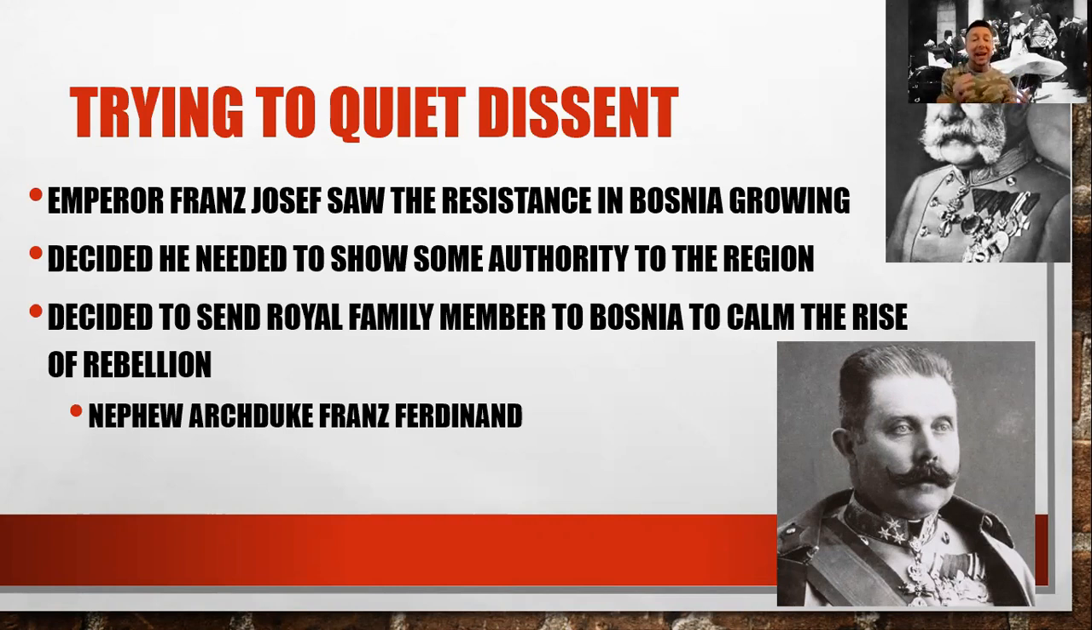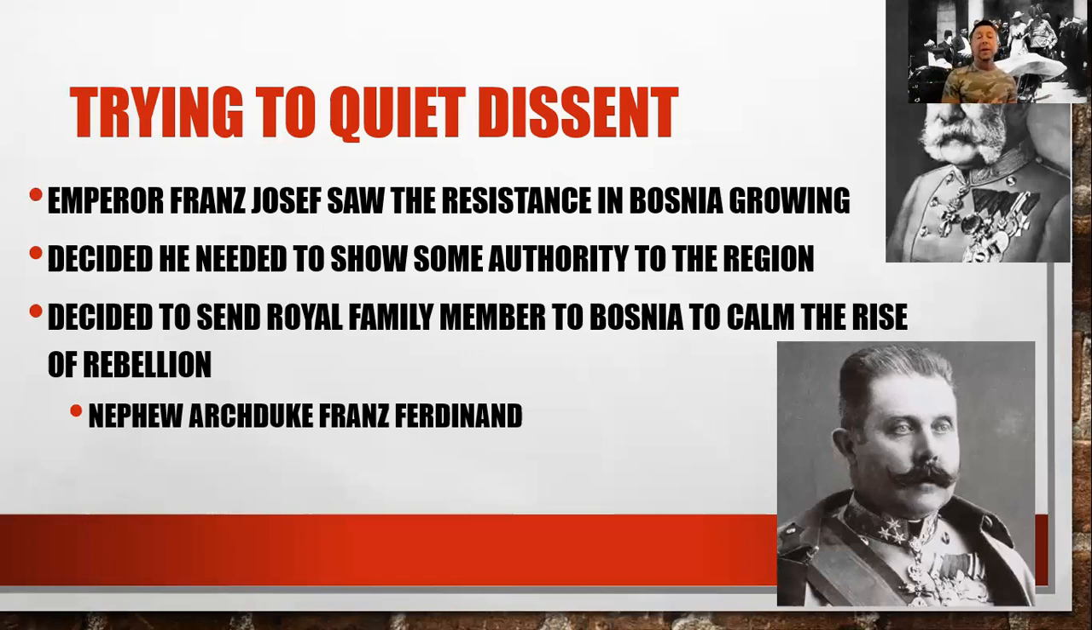So what does he do? He decides that he needs to show a force of strength and show some authority in that region. He decides that he needs to send his nephew, who is the Archduke, down to basically calm the region and say, hey, we're here, we're supporting, we are going to make sure that we are one empire. We are not going to break apart due to some rebels trying to cause resistance.